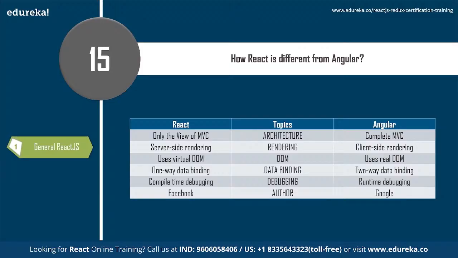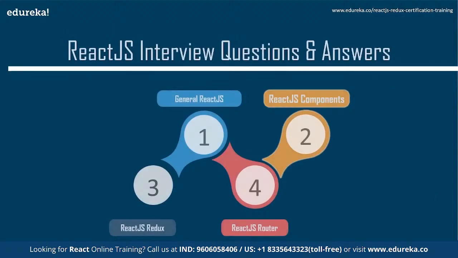Talking about data binding, React uses one-way data binding or unidirectional data flow, while Angular has two-way data binding or bidirectional data flow. Talking about debugging, React supports compile time debugging, while Angular supports runtime debugging. And talking about who owns React and Angular, React is owned by Facebook, while the author of Angular is Google. With this, we have seen some of the frequently asked questions and answers based on general React. Now moving ahead, let's see the questions based on ReactJS components.